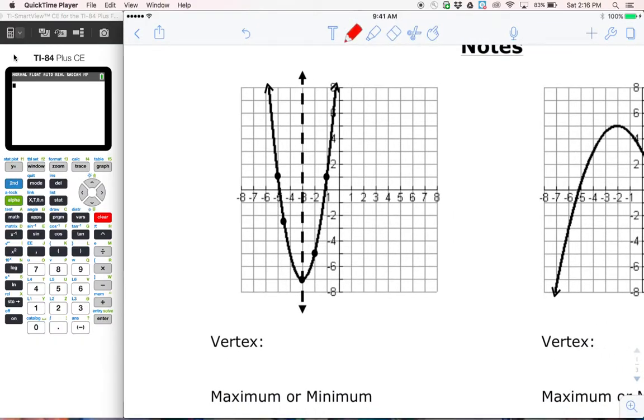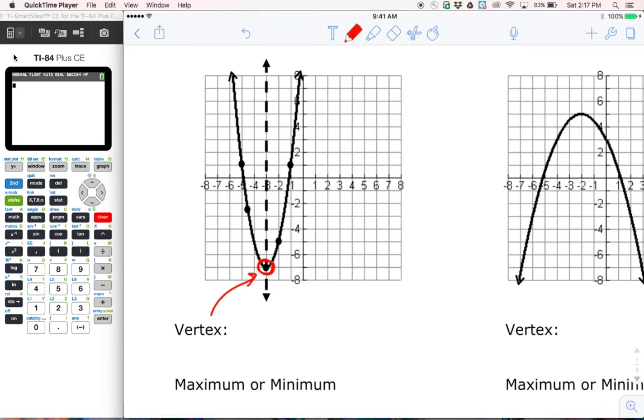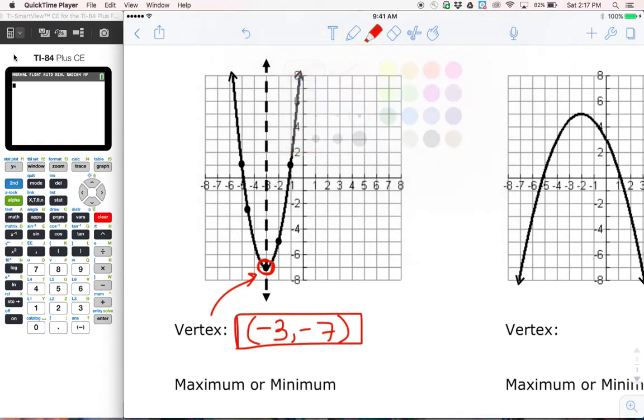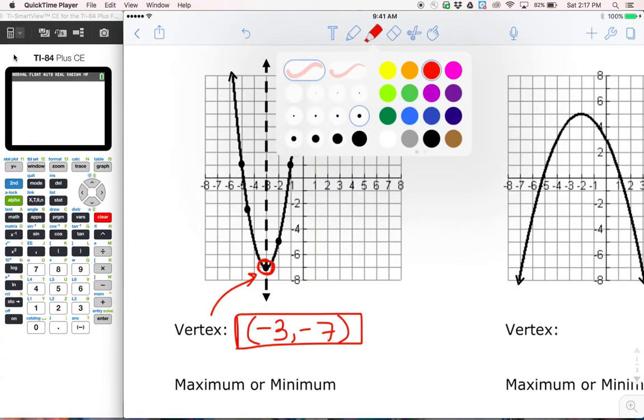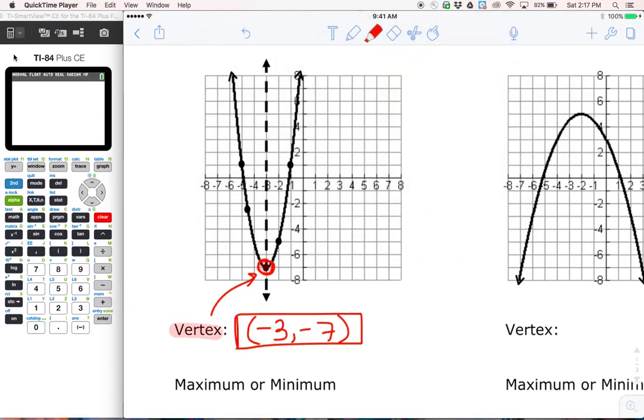The first thing we're going to talk about is the vertex. In this graph, the vertex is this point right here. The vertex is a point, and it's either the lowest point, or like in the right graph, a highest point. It could be either one, depending on how the graph looks in your example. In this case, it's our lowest point, and that point right there is (-3, -7). We want to make sure that we can always identify the vertex because it's really going to answer a lot of different questions for us as we go forward.